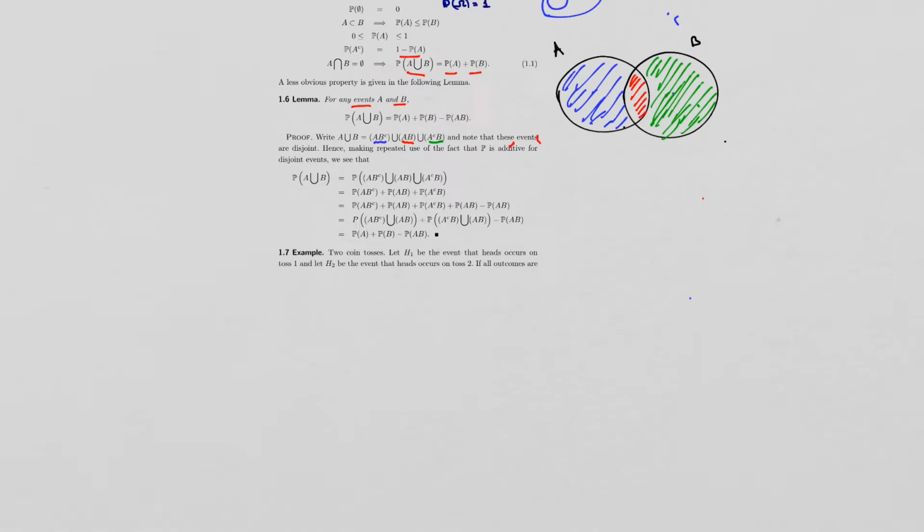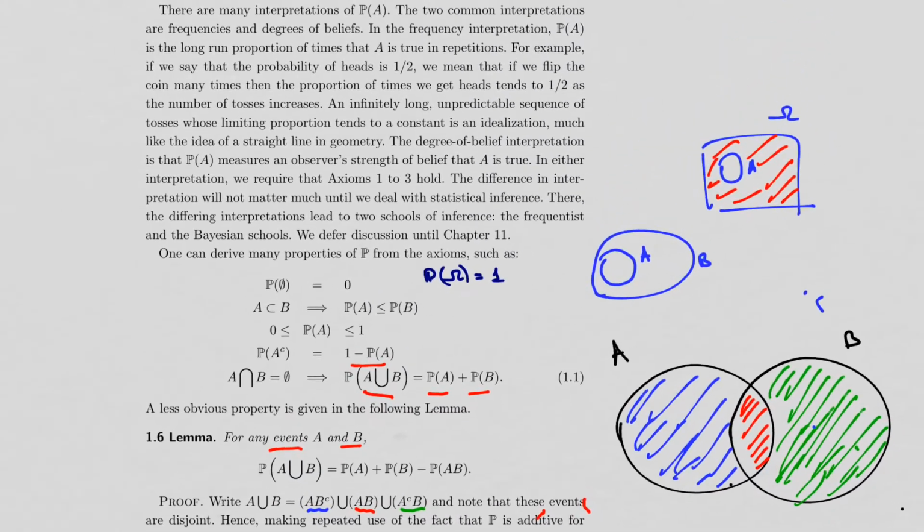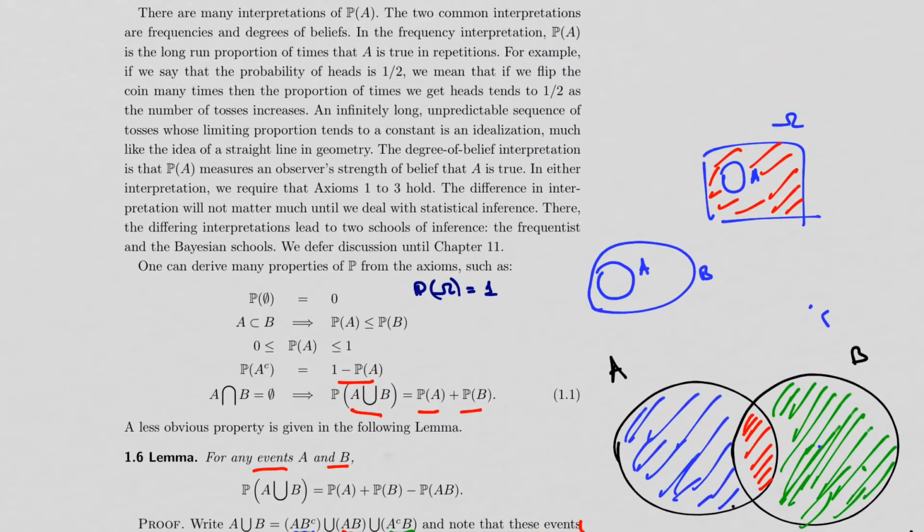Now how do we read, how to interpret probability of A? There are two common interpretations. The first one is frequencies and the second one is degrees of belief. In the frequency interpretation, probability of A is a long run proportion of times that A is true in repetitions. And the degree of belief interpretation is that probability of A measures an observer's strength of belief that A is true. No matter what, we need axioms 1 to 3 to hold. So the difference in interpretation, we will leave until chapter 11.